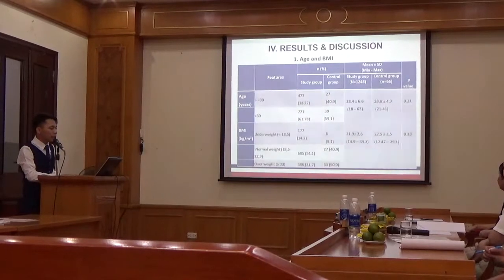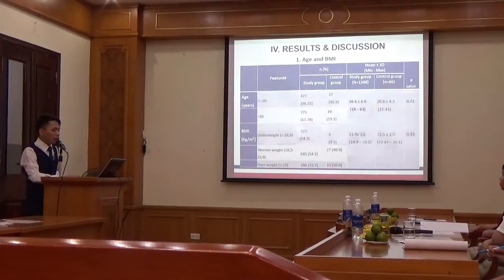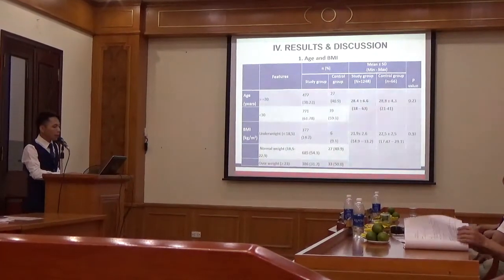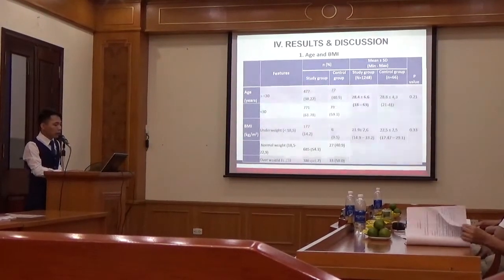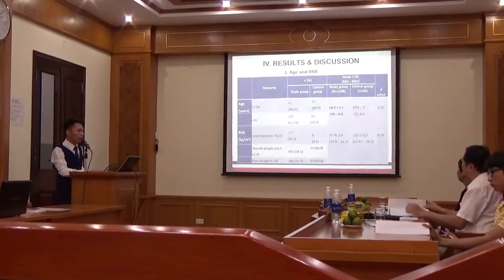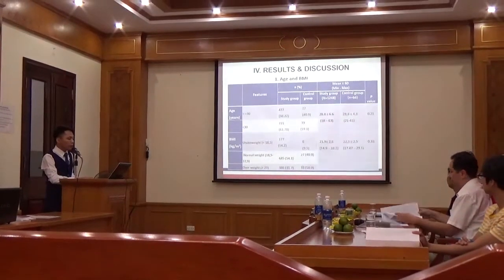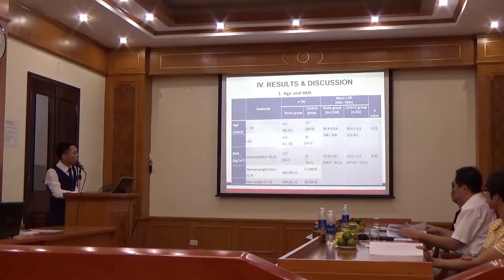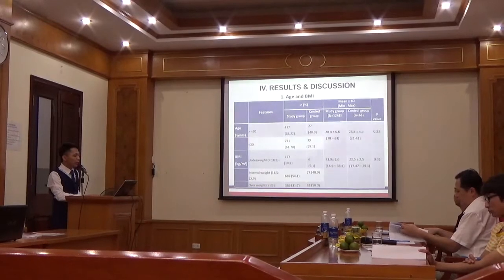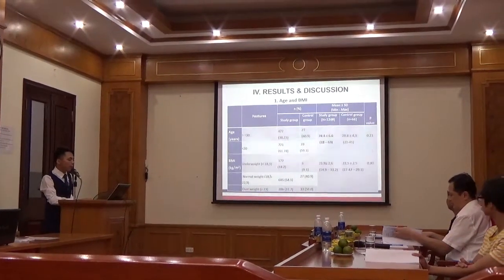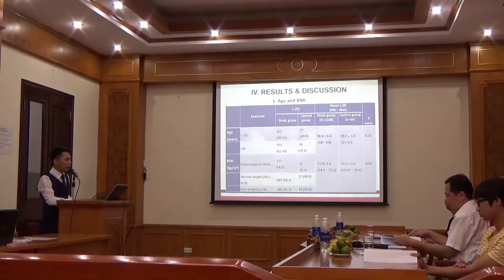About the results and discussion: 1. Age and BMI. The mean age of the study group is 28.4 and the control group is 28.8. The age of the two groups was similar, with a p-value greater than 0.05, and the mean BMI of the two groups has no statistical difference.